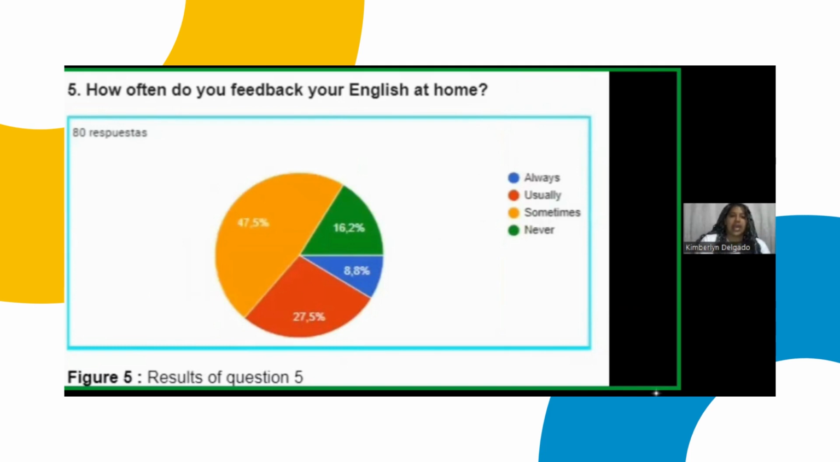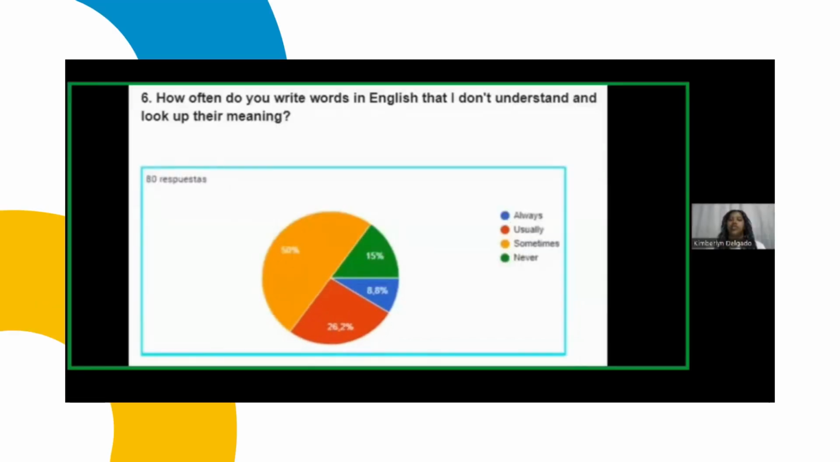More than half of the participants give feedback at home to reinforce something they have learned because they know it helps them in their English language learning. Question 6 is, how often do you try words in English that you don't understand and look up their meaning?